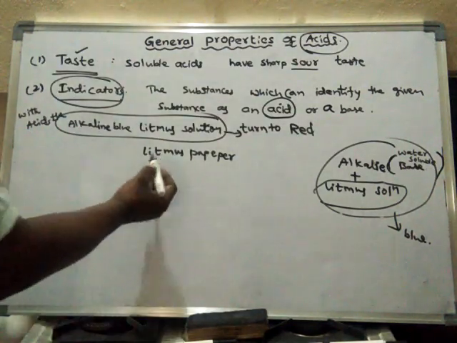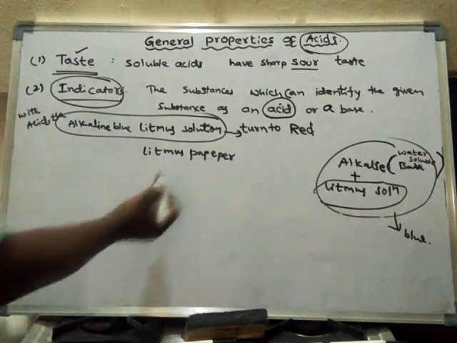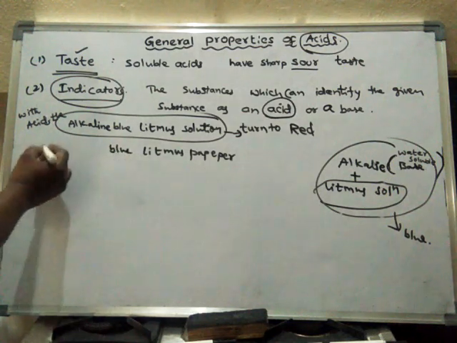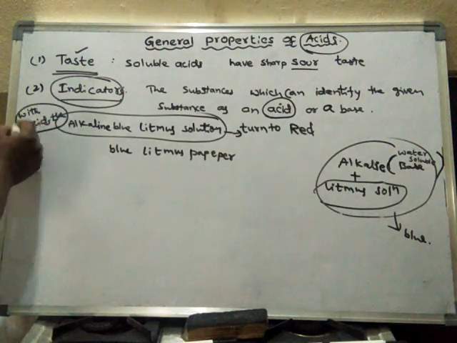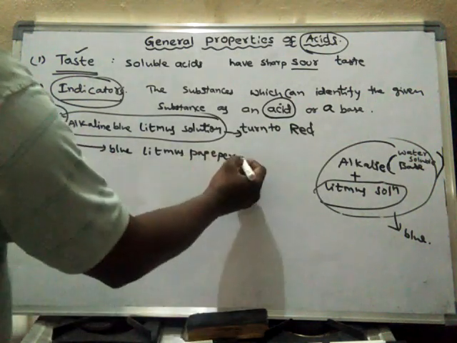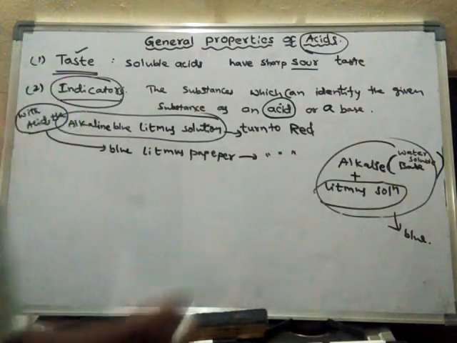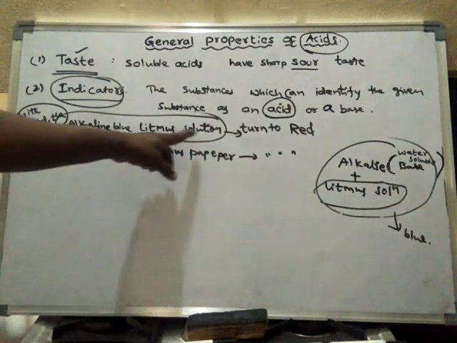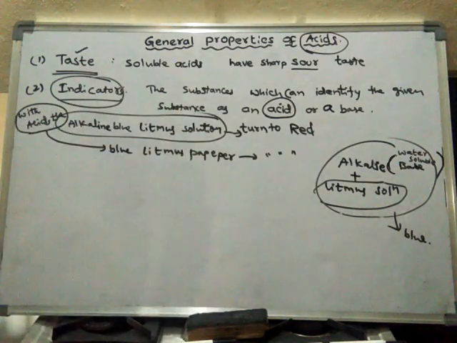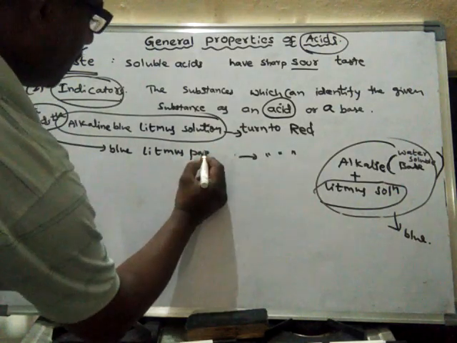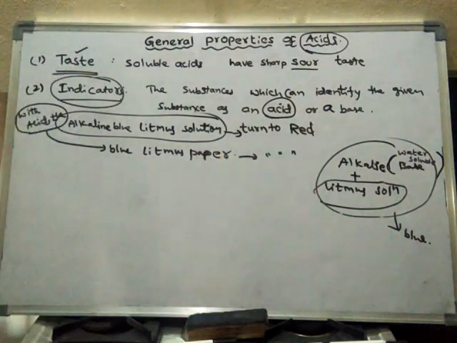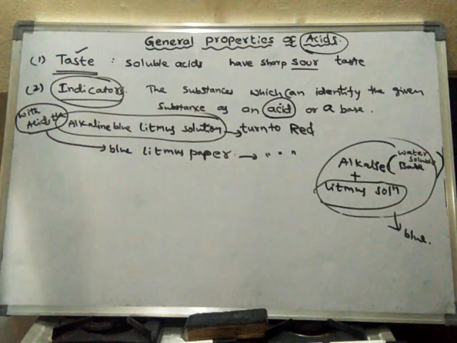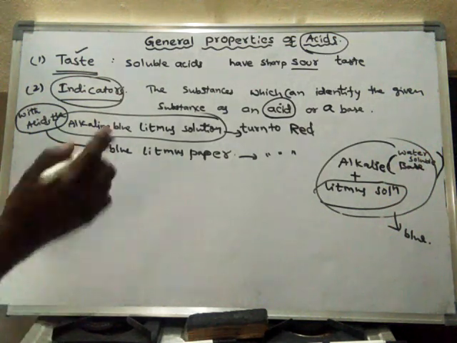Now with litmus paper, with acids, the blue litmus paper also turns to red. So litmus solution is different from litmus paper. Litmus paper. Not pepper, it's paper. Right.